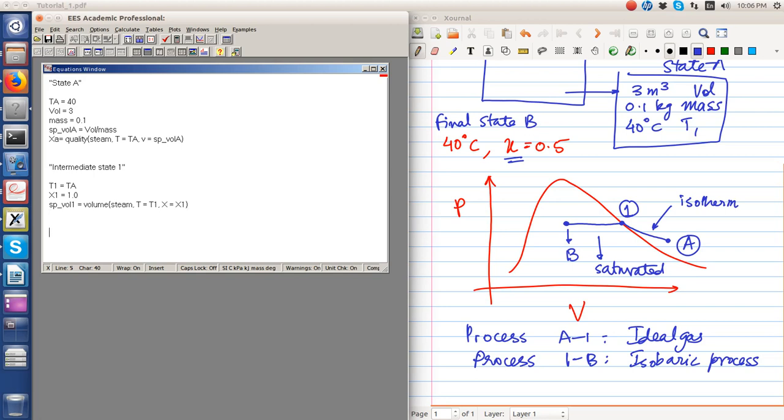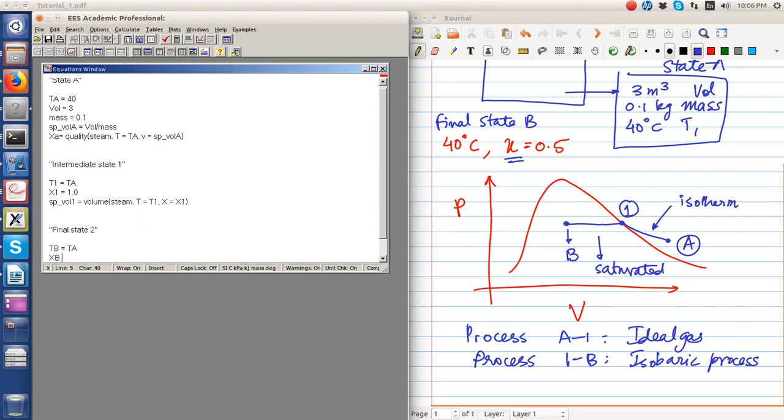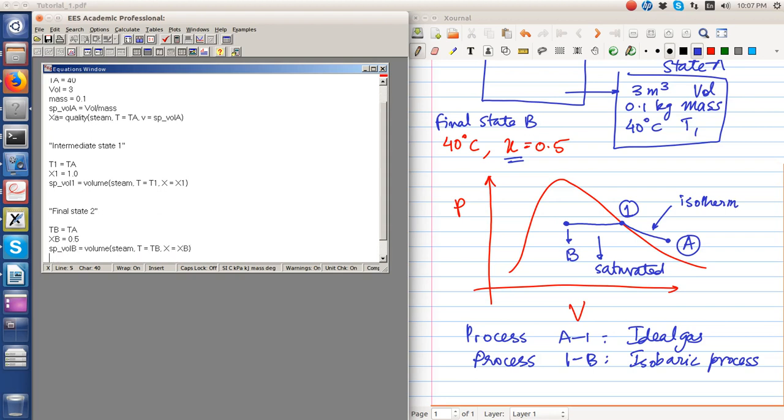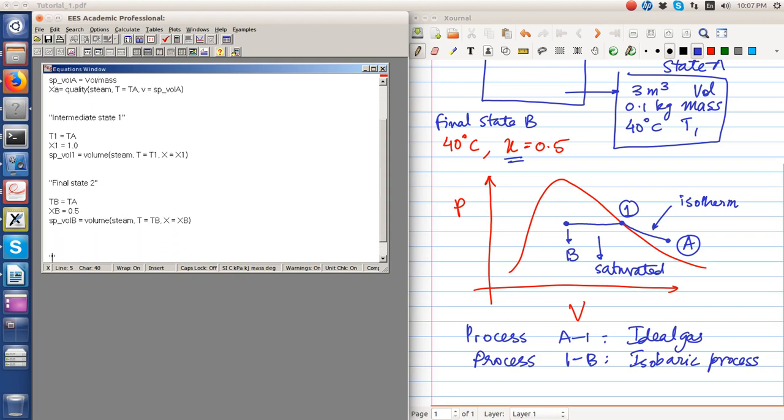Similarly, for the final state 2, we have TB is equal to TA, and we have XB is equal to 0.5. Specific volume B is equal to volume of steam at T equal to TB and X equal to XB. So for the process A1, we treat the fluid as an ideal gas.